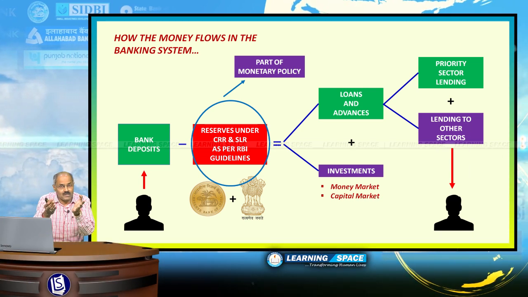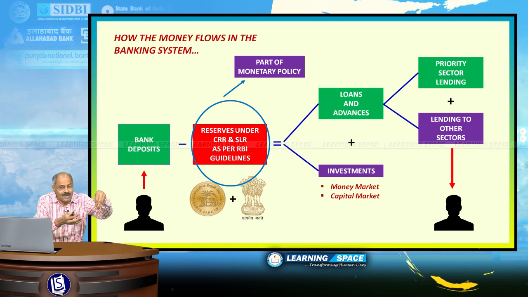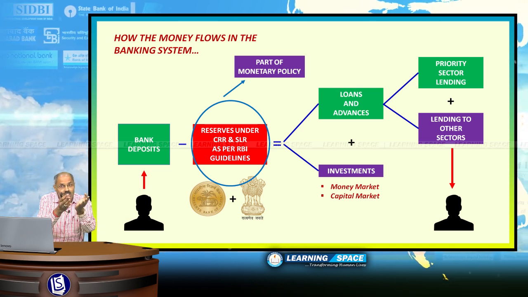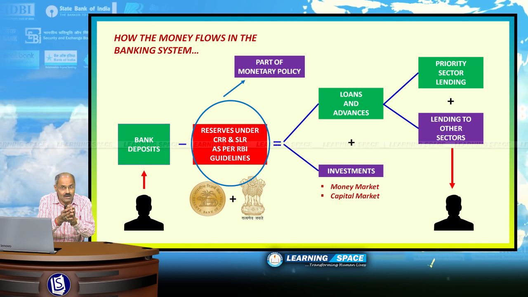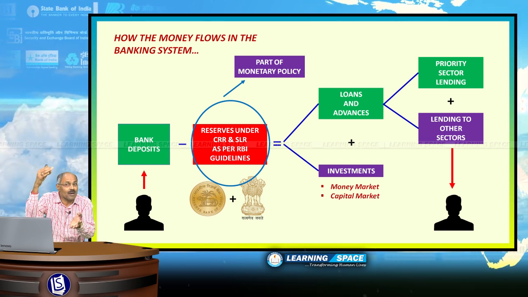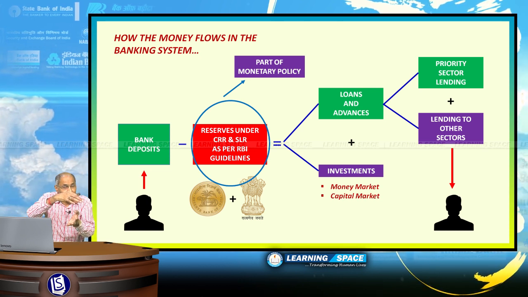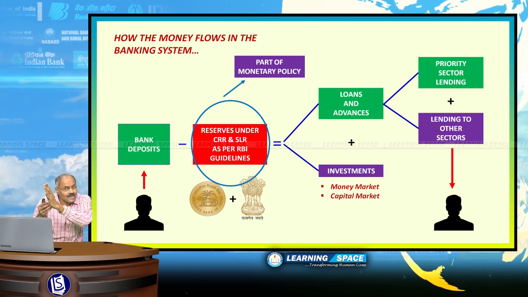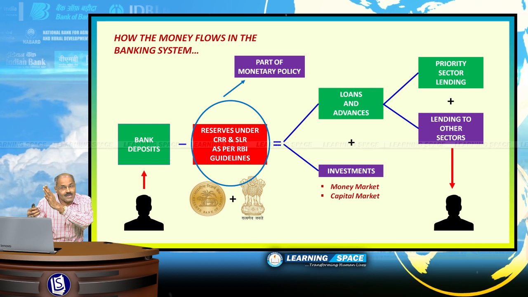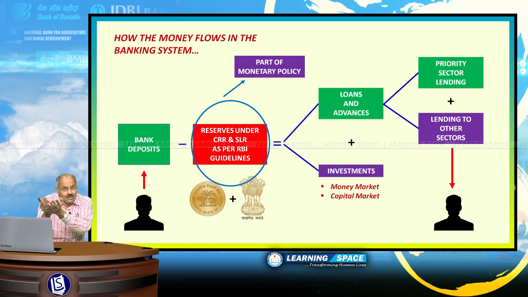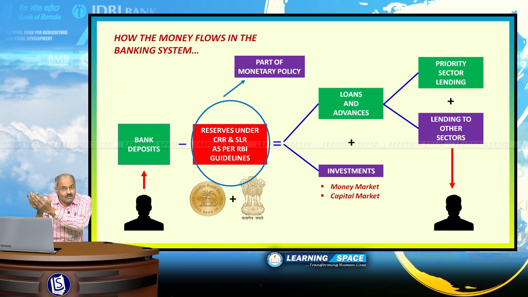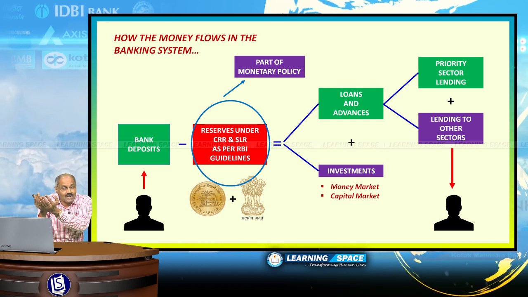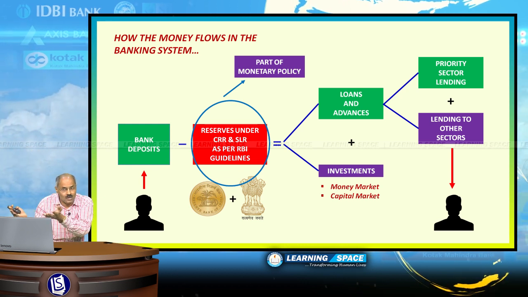In a nutshell, banking operations: first, we deposit money in the bank. Subsequently, banks have to keep certain reserves in the form of CRR and SLR. How much reserves are required? That will be decided based on the Reserve Bank of India monetary policy, and after keeping these reserves aside, banks can give loans and at the same time they can make investments. Out of the loans to be given by the banks, certain percentage are to be given to priority sector lending. And the remaining money they can give to whomever they want, right?